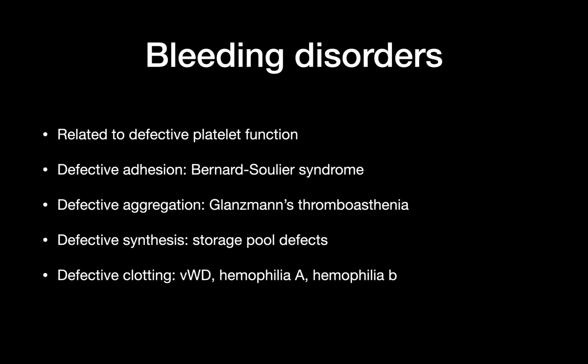So bleeding disorders are either related to defective platelet function or just a deficiency in platelets in general. The problem with adhesion would be Bernard-Soulier syndrome. Problems with aggregation would be Glanzmann thrombasthenia. Defective synthesis would be some kind of storage pool defect, so bone marrow problems. And defective clotting would be von Willebrand disease, Hemophilia A or B.